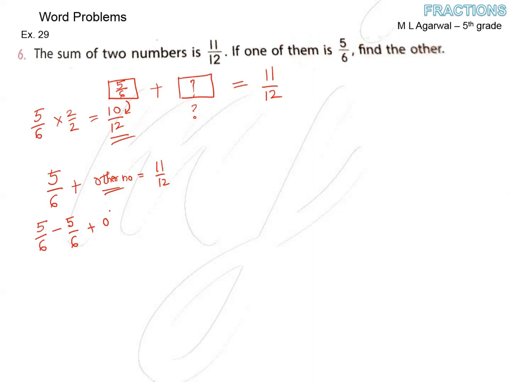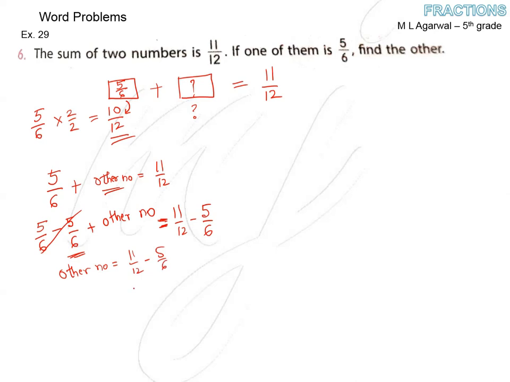I am on the left hand side, I am doing 5 upon 6, I am subtracting. So the other side also I will do 11 upon 12 minus 5 upon 6. Whatever we do on the left hand side, we have to do on the right hand side because this is an equality sign. So here 5 upon 6 minus 5 upon 6 will get cut. There comes 0, 5 minus 5. So here I will get other number is equal to 11 upon 12 minus 5 upon 6.